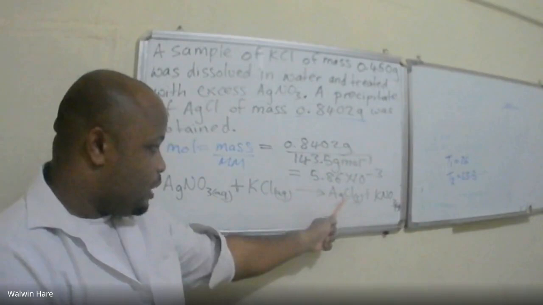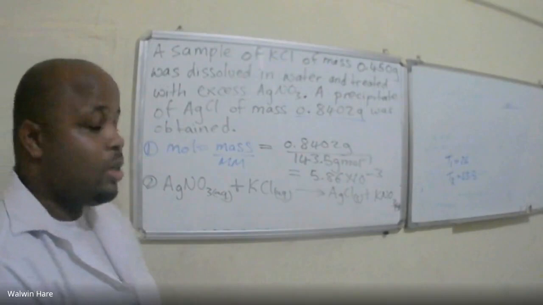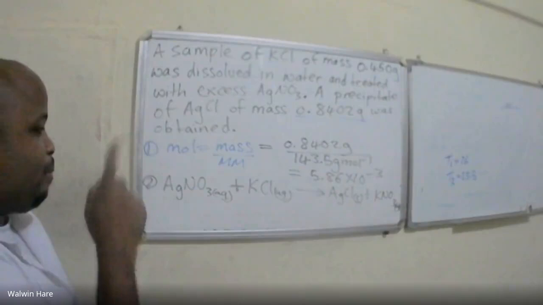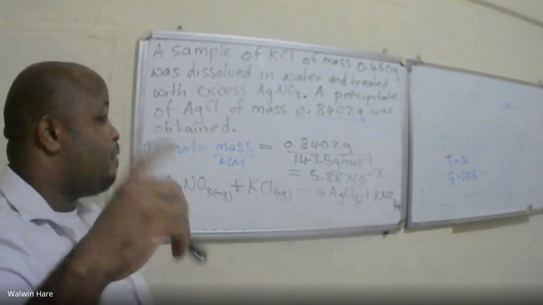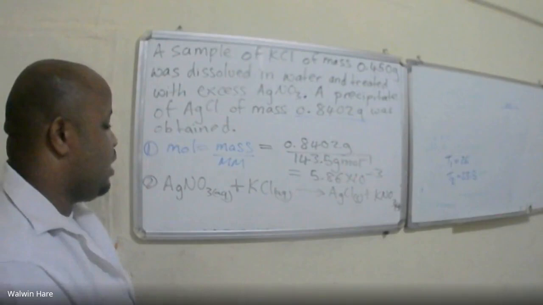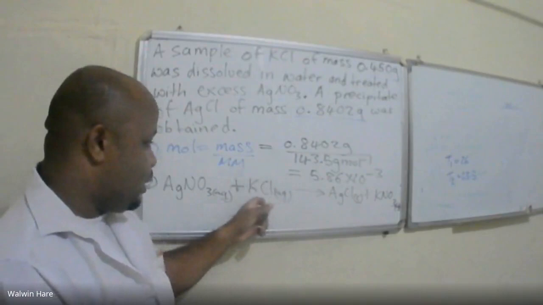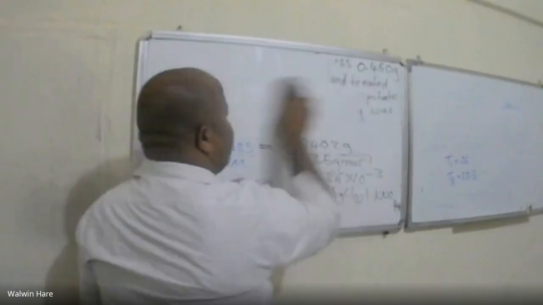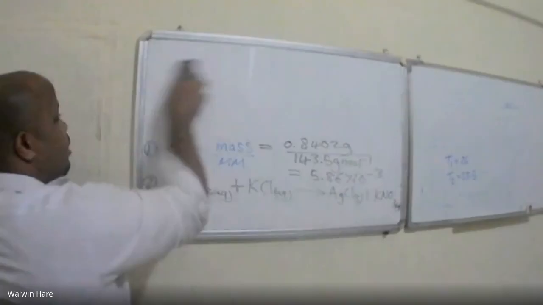Now remember, the question is asking us for the percentage of potassium chloride in that sample. That means, Joanna, what is the formula for percentage? Sir, the mass of the thingy divided by the mass of the sample times 100. Right. So our main objective is to get the mass of potassium chloride. But in order for us to get the mass of it, what do we need? How do we find mass? Moles times molar mass. Right. Did the question ask you to find the mass?